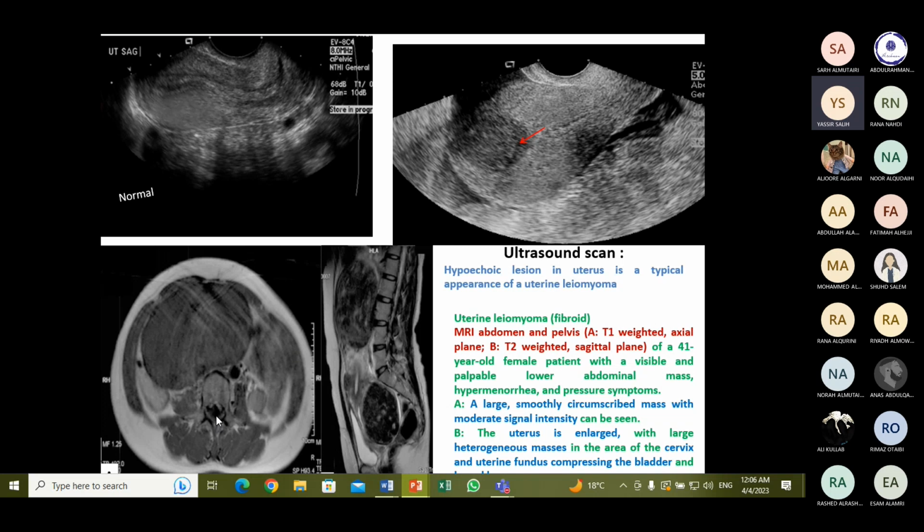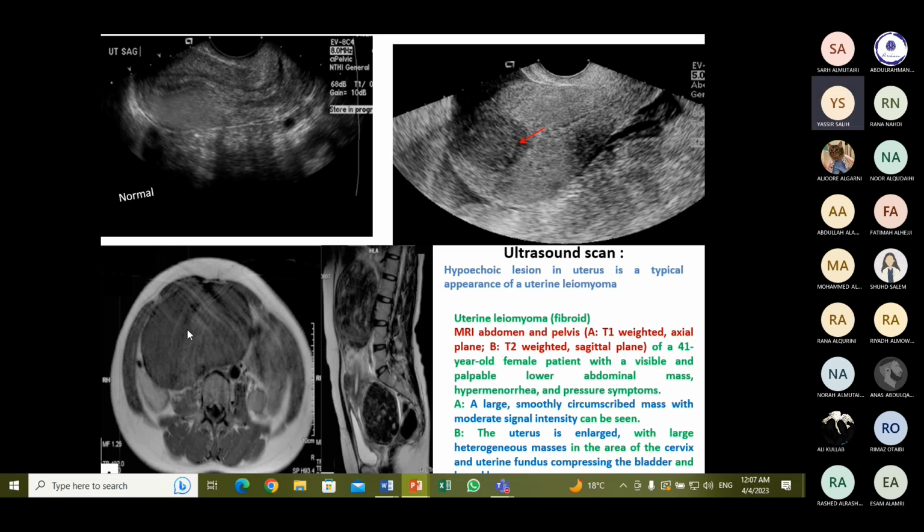What is this image? MRI. Which plane? What is this section? Is it coronal? Look again, notice this is the back. Axial, yes, this is axial. And what is this section? Sagittal. Okay, in this axial MRI you can see this lesion.